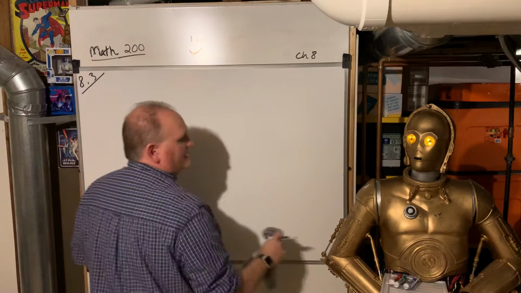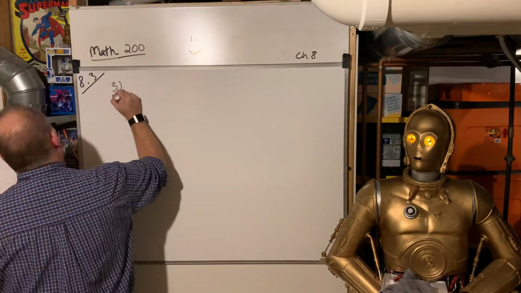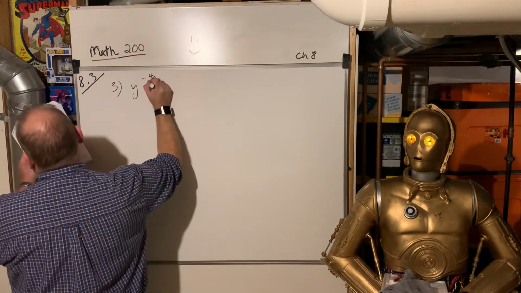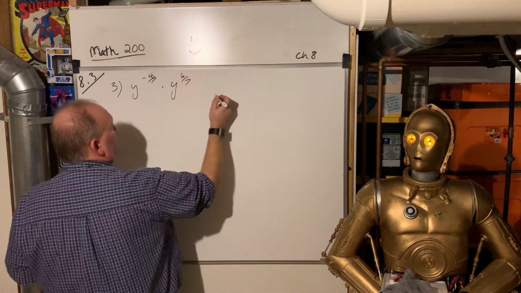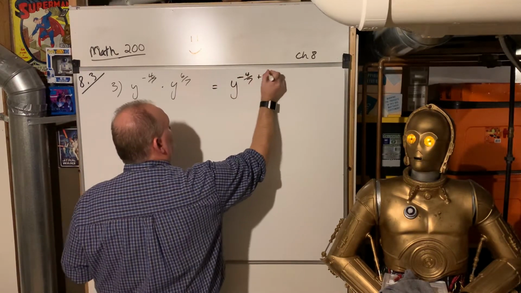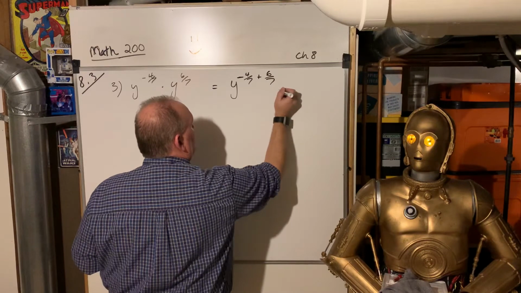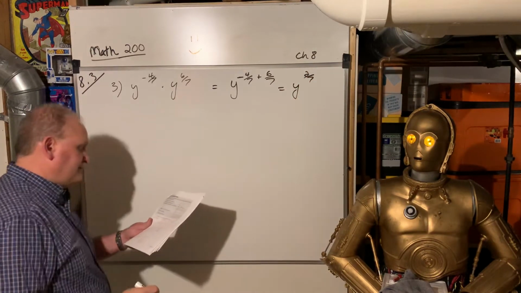Alrighty, dighty. That was Finding Nemo if you didn't recognize it. y to the negative 4/7 times y to the 6/7. So easy peasy. It's negative 4/7 plus 6/7. That is y to the 2/7.